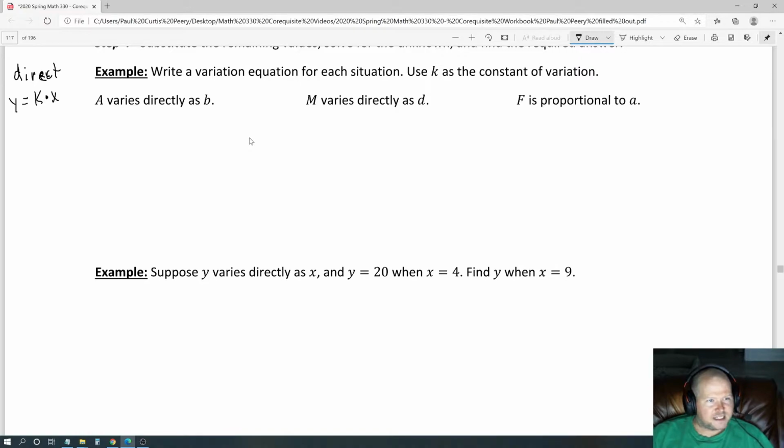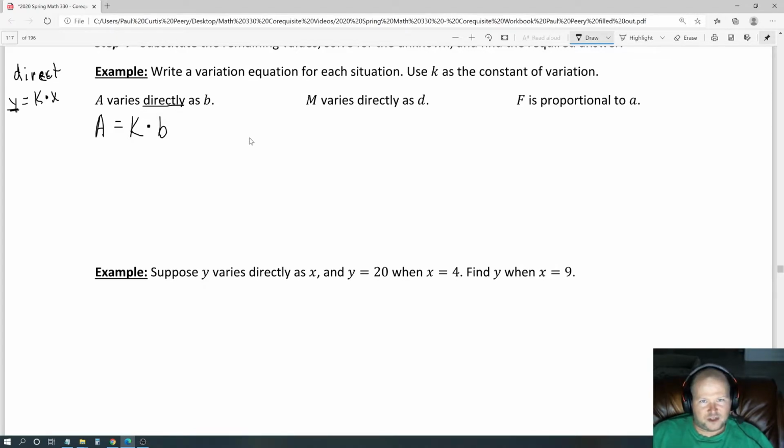Now, in this case, they say A varies directly as B. They said directly, we know we're going to deal with multiplication. We're going to put A in the first place instead of the y. The k is the constant, so we're going to leave that in there. And then they have their b as b. So we have A is equal to kb.